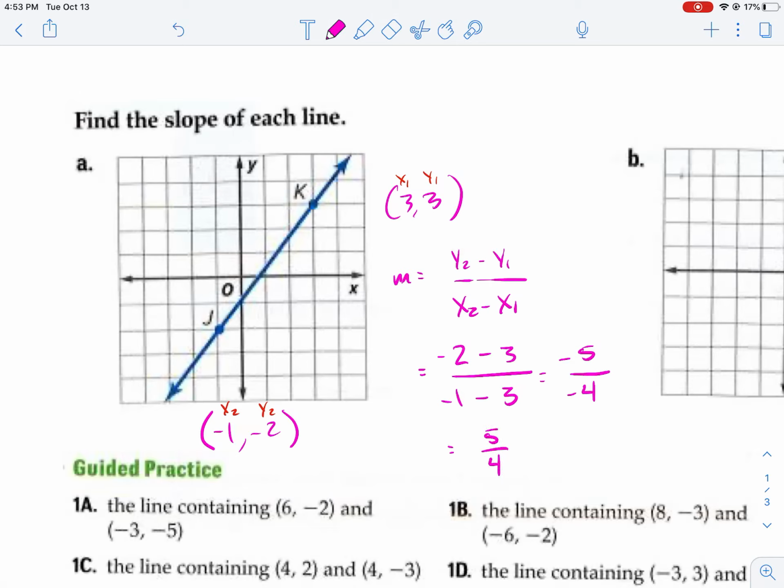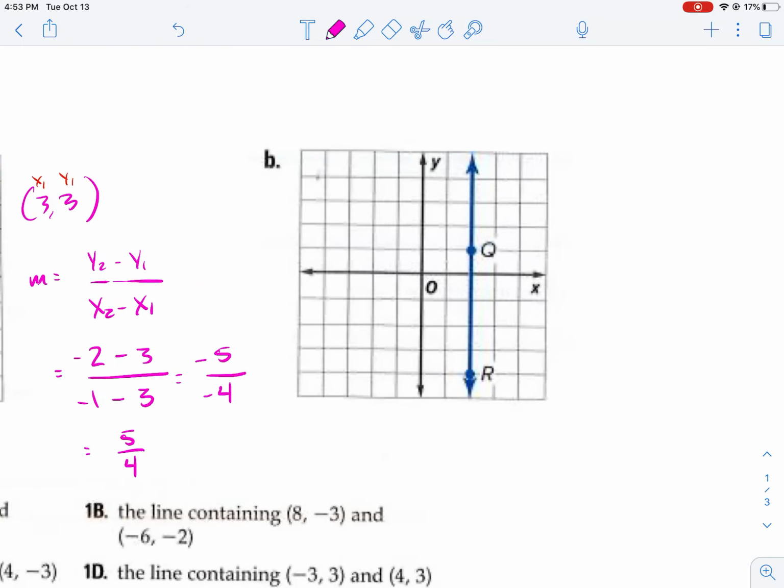So let's see if we're right, though. I'm going to start at J. I'm going to go up 5, so 1, 2, 3, 4, 5, over 4, 1, 2, 3, 4, and beautiful. We have found the correct slope. Okay, so let's go over to the next one.